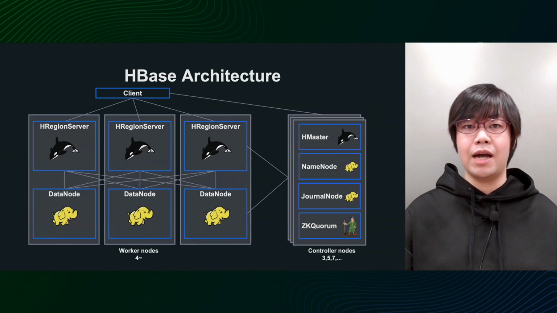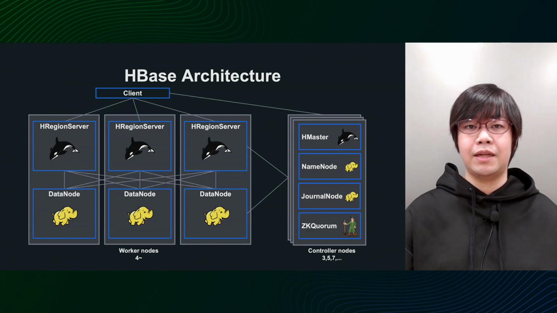I would like to briefly explain the HBase architecture. As I mentioned earlier, HBase depends on Hadoop and Zookeeper. HBase is made up of an odd number of controller nodes and worker nodes which span tens or hundreds of nodes. Zookeeper quorum in this diagram is the daemon for Zookeeper, and we run this on the controller node.